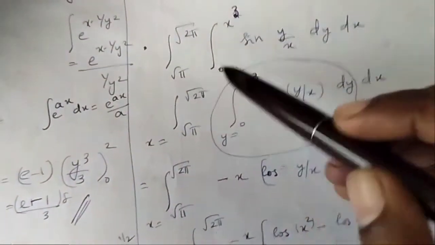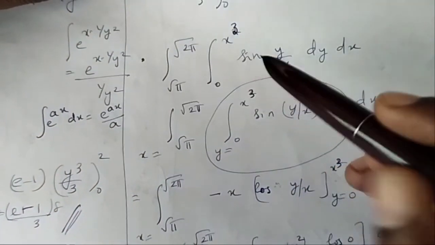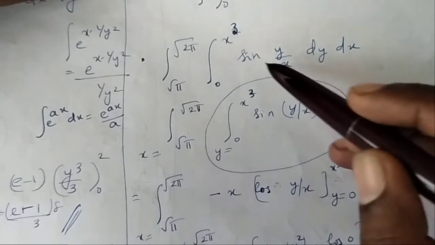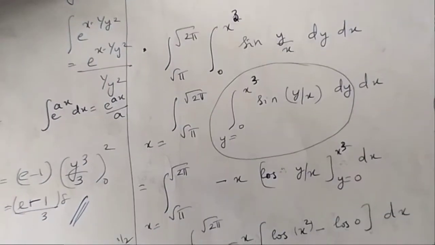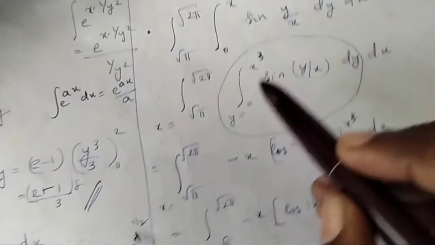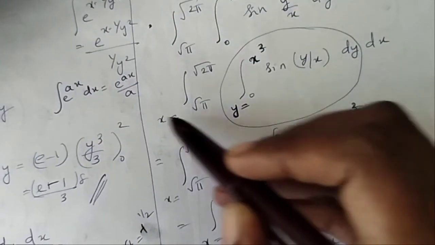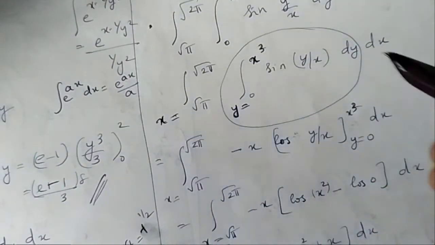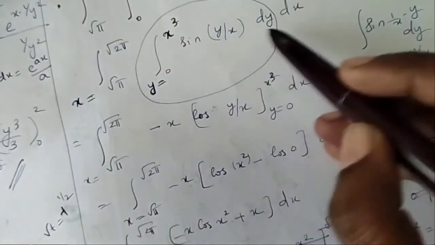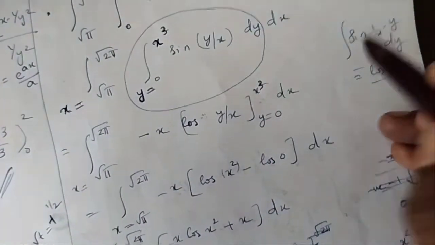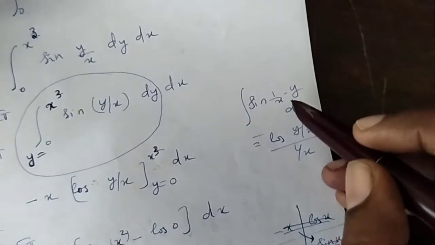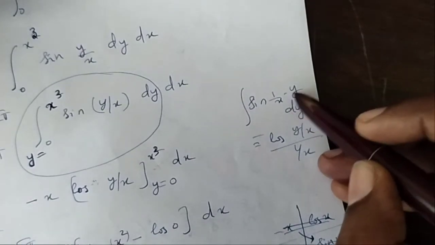So next one, integral root pi to root of 2 pi, then 0 to x cube, sine of y by x dy dx. So here the innermost integral has x cube, so it is the limit for y. So the outside integral is with respect to x. Then how will you integrate with respect to y? Sine y by x, we can also write it as y into 1 by x.